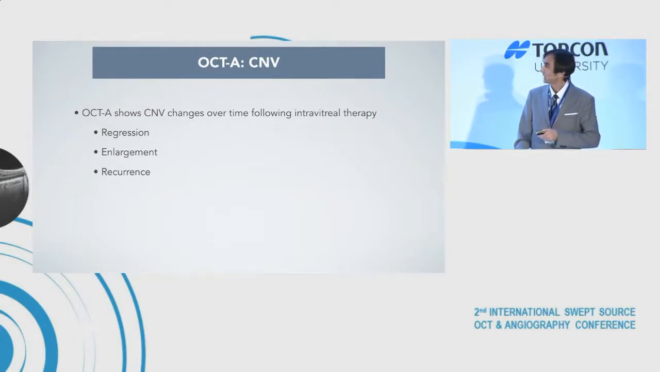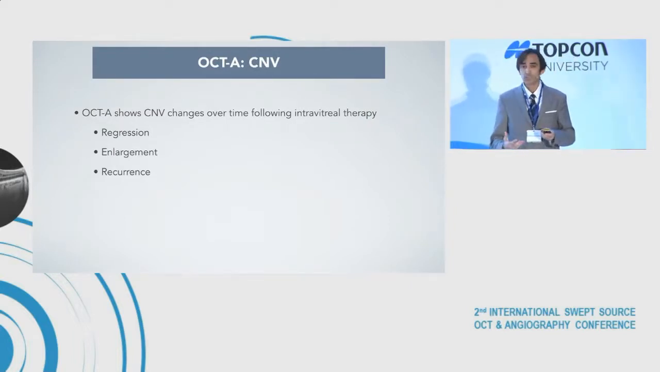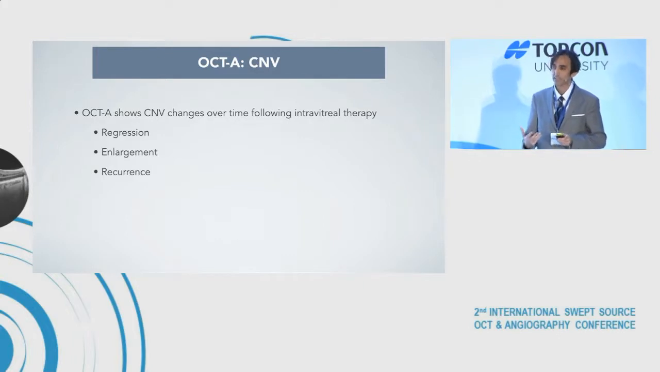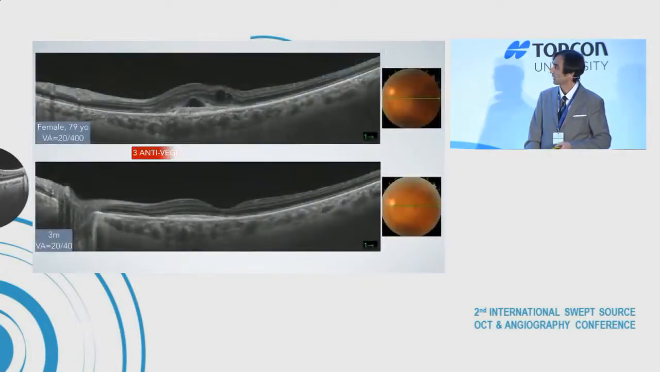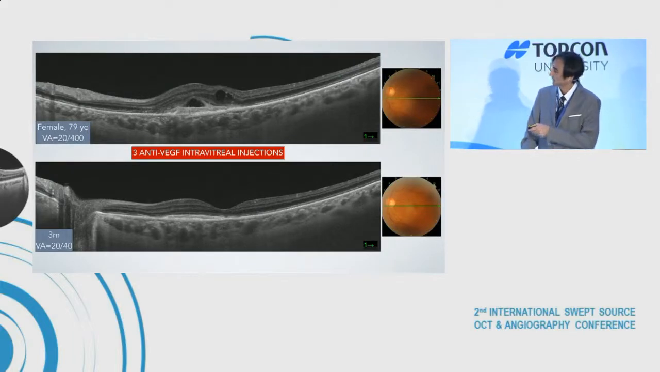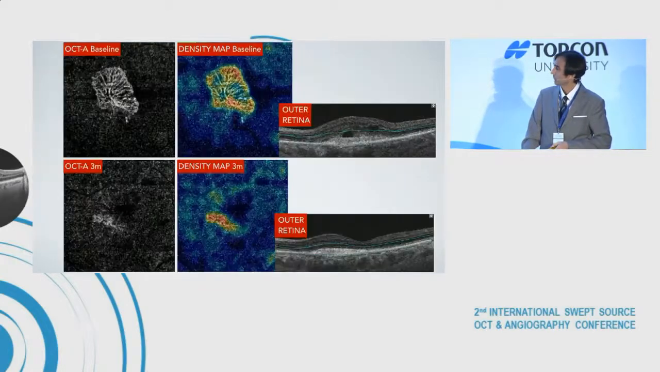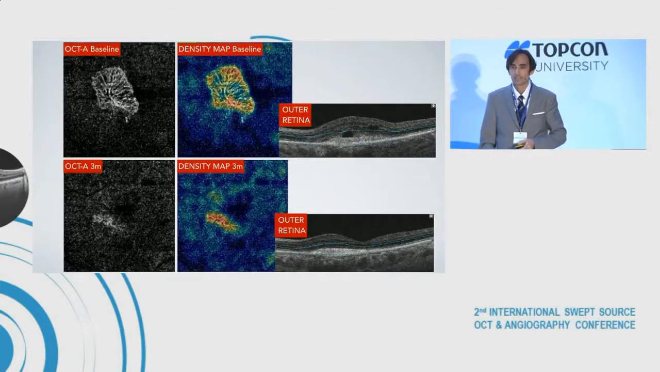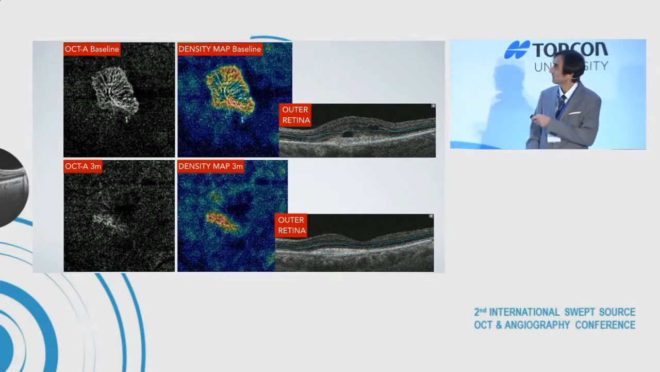OCT angiography shows CNV changes over time following intravitreal therapy. Basically, we can see three different patterns: regression, enlargement, and recurrence. It was a patient with a type 2 CNV. After 3 injections, we can see that no fluid is present on the B-scan very nicely. And if we examine the OCT angiography and the density map, we can see a clear regression of the neovascular membrane. That is very clearly seen here.